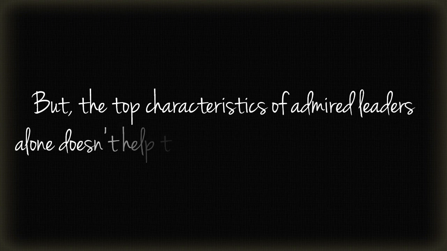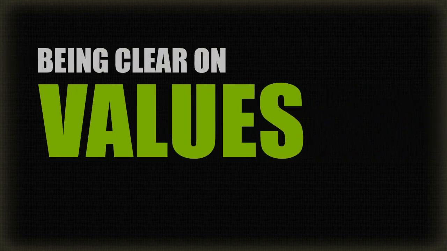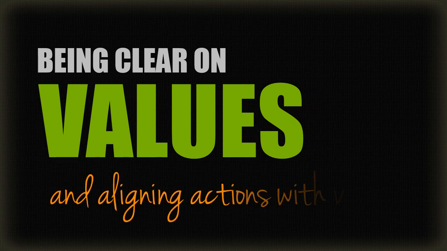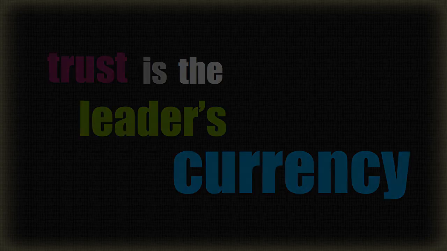But the top characteristics of admired leaders alone doesn't help to explain where credibility begins. In fact, being authentic and believable starts with the leaders being clear on the values they hold and ends with consistently aligning their actions with those values. Over time, this consistency helps others believe in them and trust that they will be true to their word. After all, trust is the leader's currency. With it, leaders can build groups that work together towards the future, but without it, they walk alone.